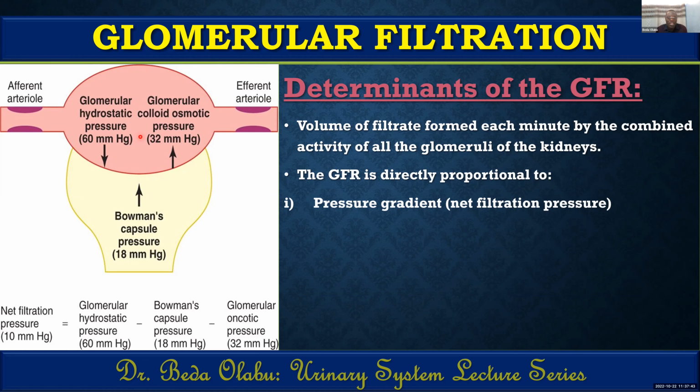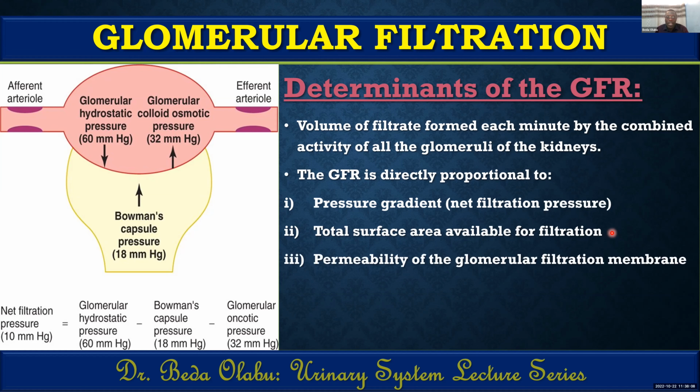Of course, the higher the pressure gradient, the higher the rate of filtration. The other determinant is the total surface area available for filtration. This is influenced by the total number of functioning glomeruli within the kidneys. The third factor is the permeability of the glomerular filtration membrane. You may have many glomeruli, but their thickness is abnormal. Maybe the filtration barrier is abnormally thickened, so the permeability is impaired. The ease with which substances pass through the glomerular filtration barrier is important. That's what we call permeability.